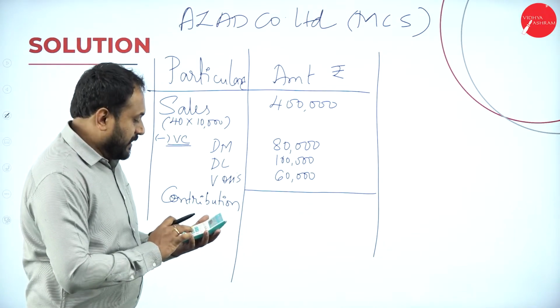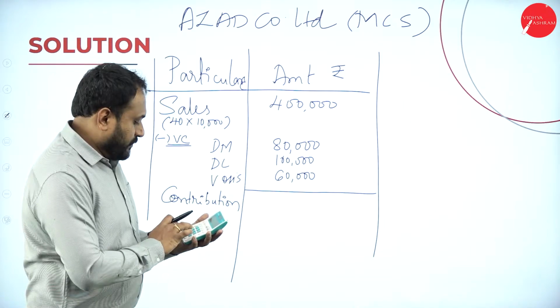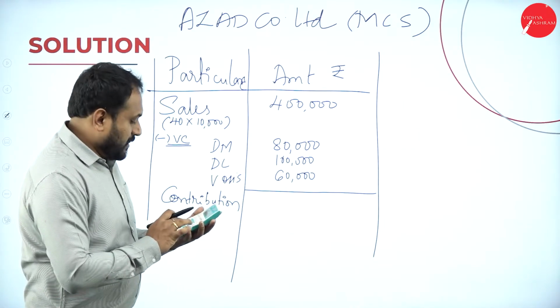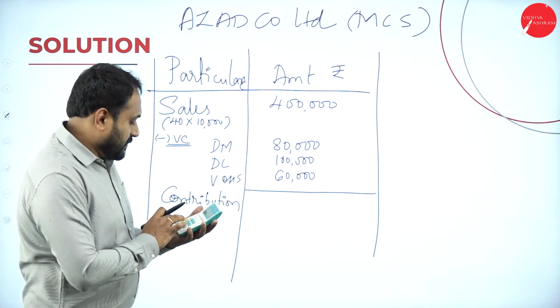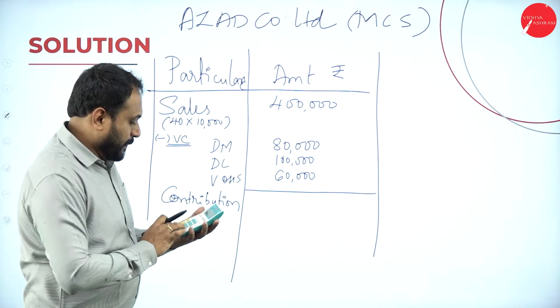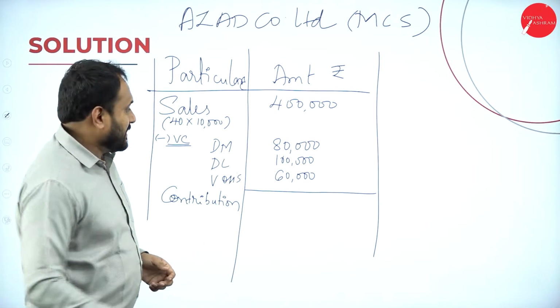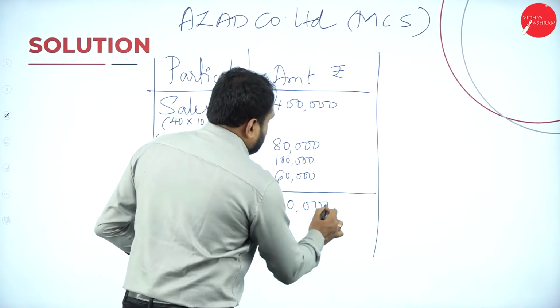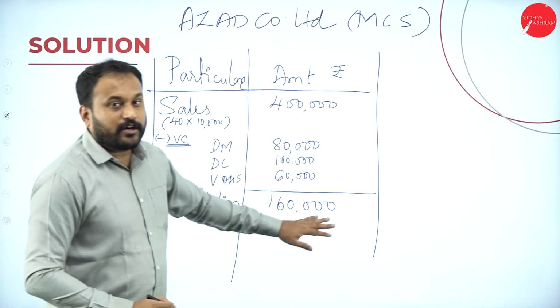Minus 80, minus 80, minus, then again minus. So we got 1,60,000 here. So how much is it? 1,60,000. So 1,60,000 is our contribution.